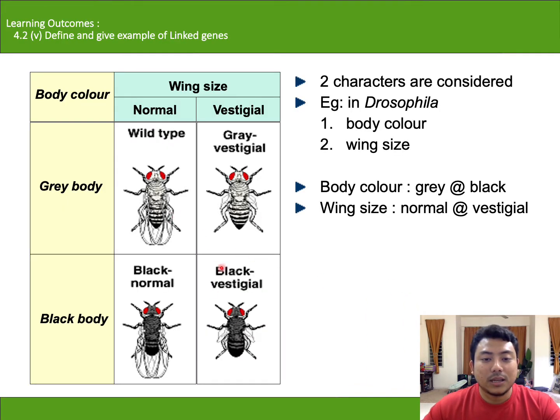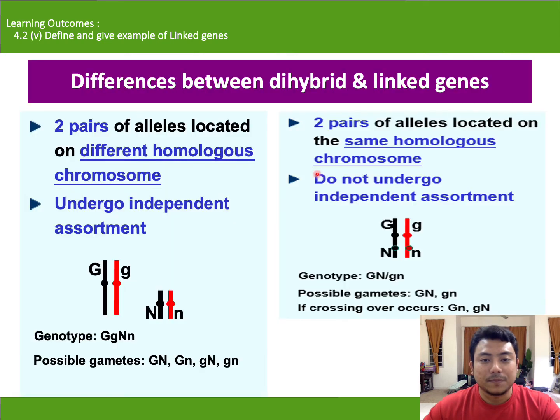So this is the diagram showing you the wing shape, wing size, and also the color of the body. This slide shows the comparison between the standard dihybrid cross and linked genes, because they tend to be confused together.